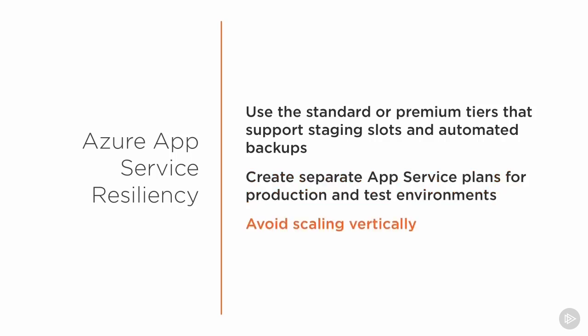But when it comes to high availability, one of the biggest things you want to remember about the app service environment is that you can scale vertically if you ever need to change from something like a standard to a premium tier, but you don't want to rely on that functionality to make your systems highly available or more performant. So it's really something you want to do sparingly.